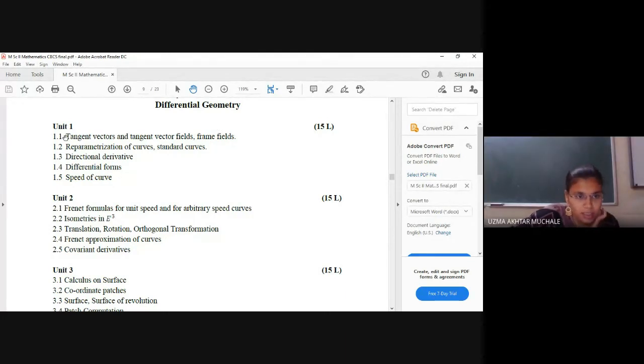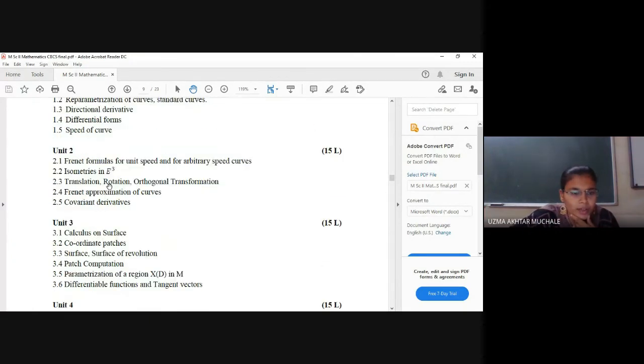So we have studied what is tangent vector field, frame field, reparameterization in unit 1. Then we have seen directional derivative, differential forms, df, and speed of the curve, that is, if a curve alpha is given to us. Suppose you are moving on a bike, that will show you the path of the curve, and the speed of the bike will give you the speed of the curve. And in unit 2, we have gone with the Frenet formulas. Without knowing the curve itself, you can say what is the normal, tangent, binormal, what is curvature K, and torsion. That is, without knowing the curve itself, you can say what is the turning, what is the twisting of the curve.